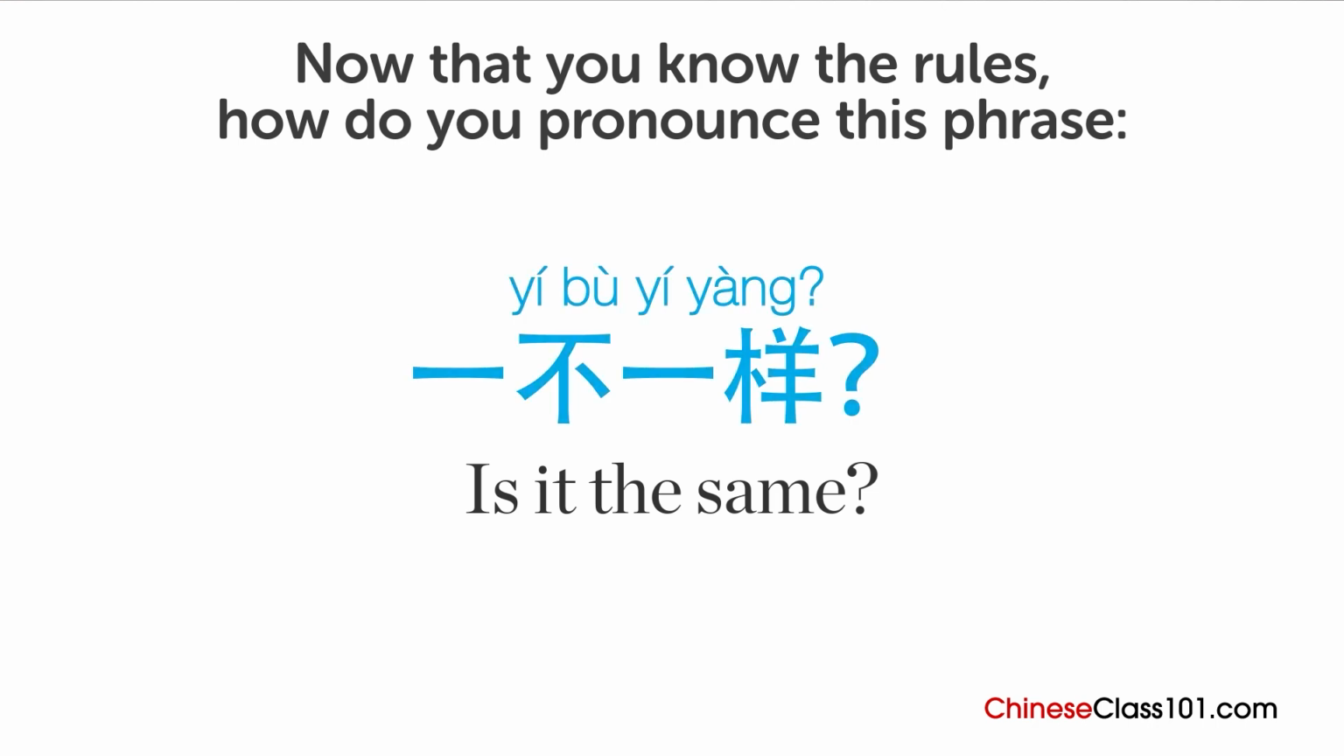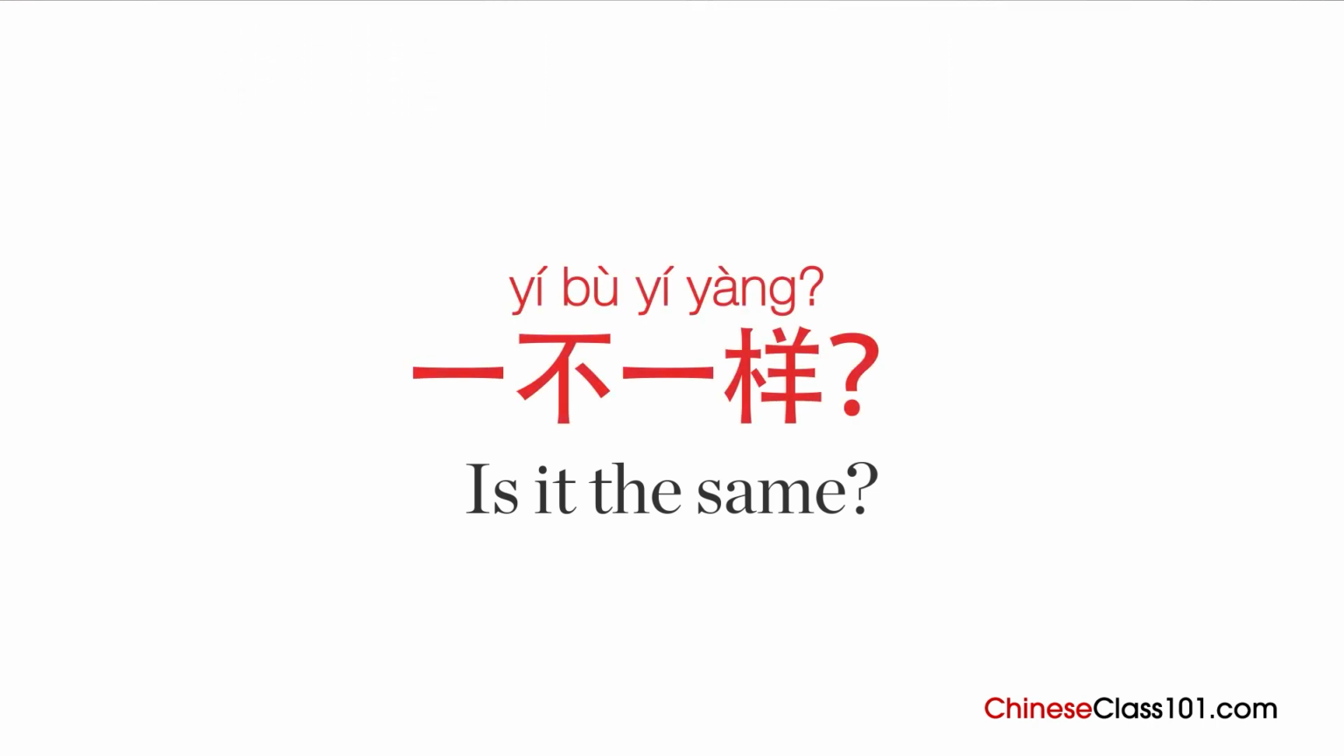How do you pronounce this phrase? Let's work backwards. The second 一 is followed by a fourth tone, 一样. So 一 here should be the second rising tone, 一样. Now the 不 here is followed by a second tone, 一. So 不 here should be the fourth tone, 不一样. Now the first 一 is followed by a fourth tone, 不. So the first 一 itself should be the second tone. 一不一样. So problem solved. This phrase is pronounced as 一不一样.